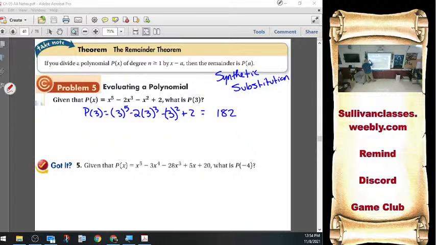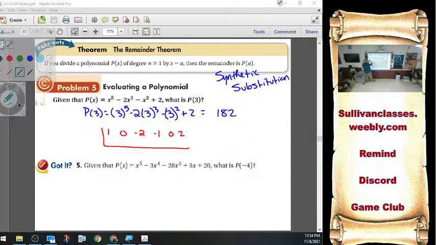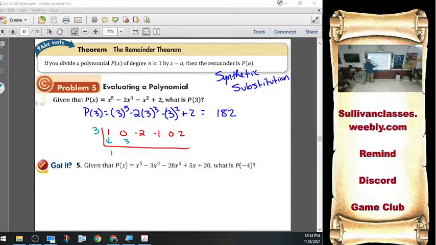Or I could say 1, 0, negative 2, negative 1, 0, 2. I could do synthetic division instead with that 3. And say 3 times 1 is 3, add it. 3 times 3 is 9, add it. 3 times 7 is 21. Add it. 20, 60, 180, 182. It was a faster way to evaluate.